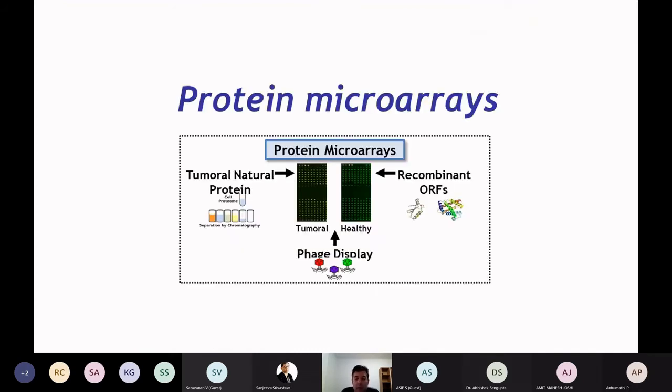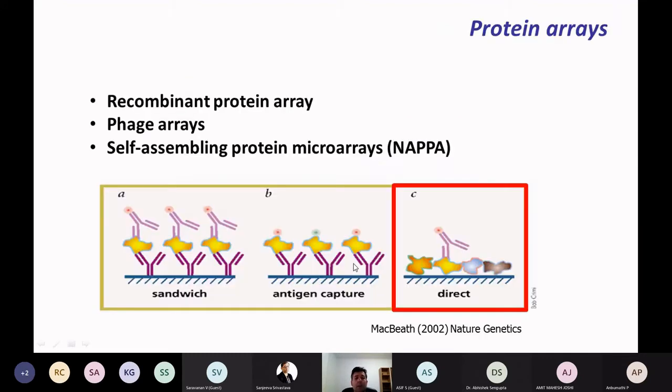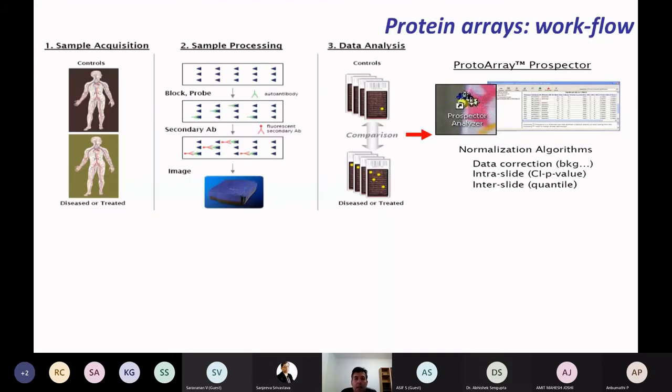Regarding protein microarrays, the term is usually related to natural proteins or tumoral proteins, recombinant open reading frames expressed in bacteria, insect cells, or also related to phages. In these situations, we print the protein, the phage, or even cDNA in the case of NAPPA, to use the protein microarray to detect direct interactions, or for protein-protein interactions, small molecule, or kinase studies.